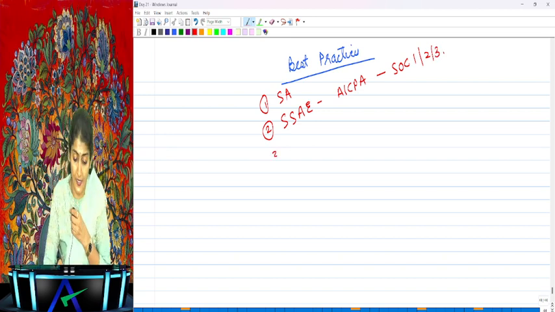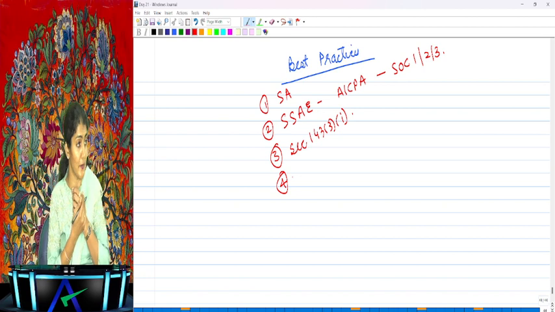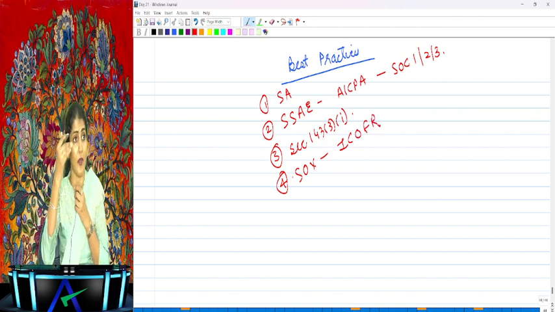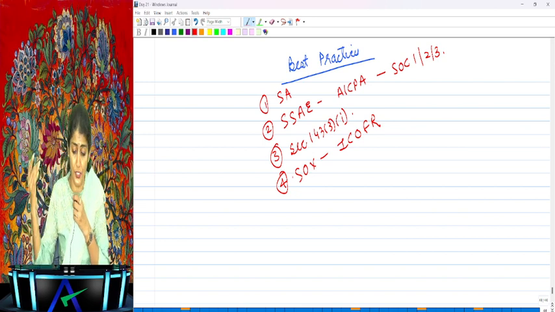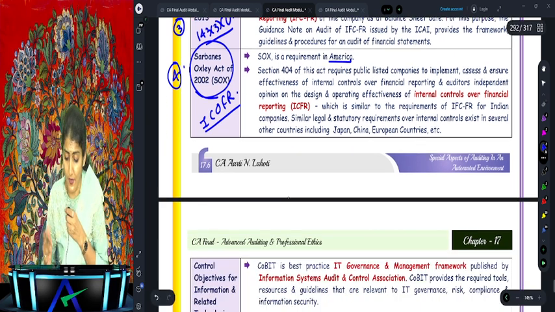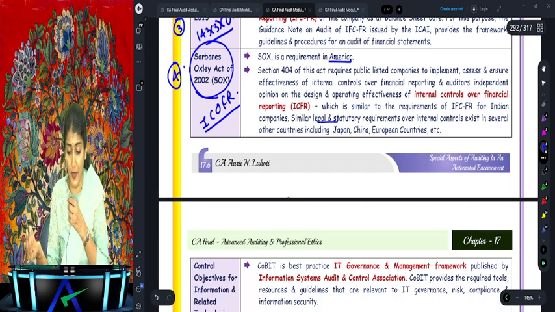Are you understanding? Then what is the third requirement? The statutory auditor of the company needs to do the reporting under 143(3)(i) of the Companies Act. Then the Sarbanes-Oxley Act requires the company to have internal controls over financial reporting. Are you able to follow this? This is the fourth one, right? There are similar legal requirements in other countries like Japan, China, and so on.